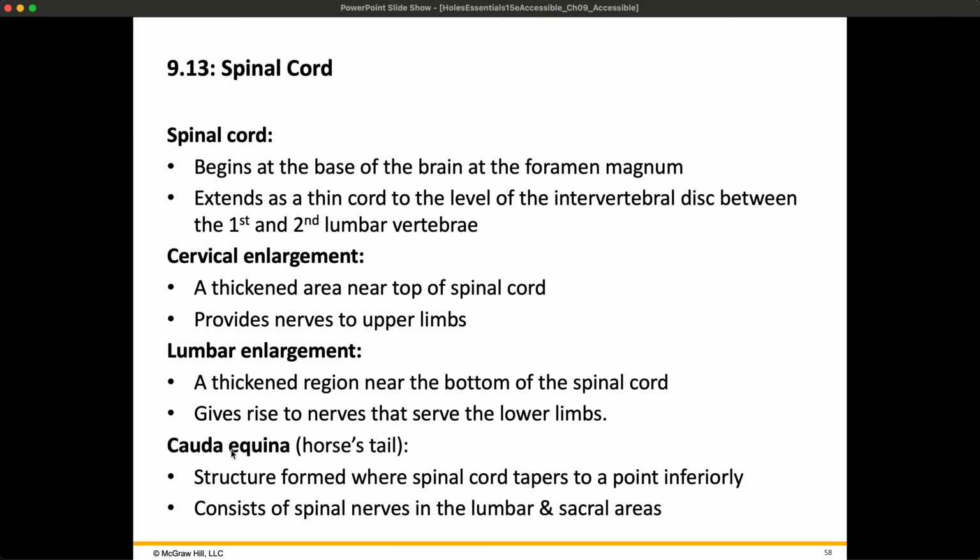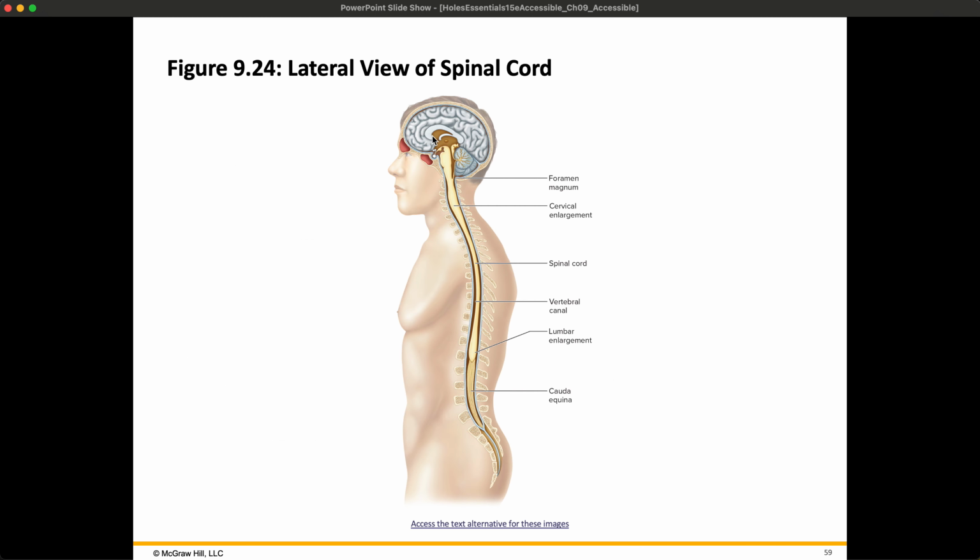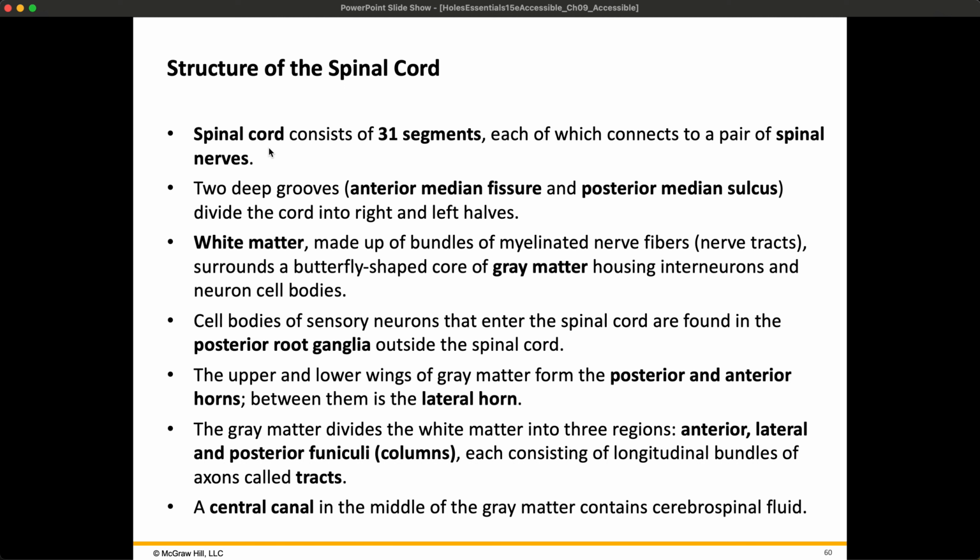You also have this structure called the cauda equina, at the very base of the spinal cord where it starts to taper out, and it has a lot of these spinal nerves. So here you can see the brain stem at the top, and then as soon as you exit the foramen magnum, you have the spinal cord with the cervical enlargement, lumbar enlargement, and then the cauda equina. Your spinal cord has 31 segments, which connect to a pair of spinal nerves, so that can tell you how many spinal nerves there are.